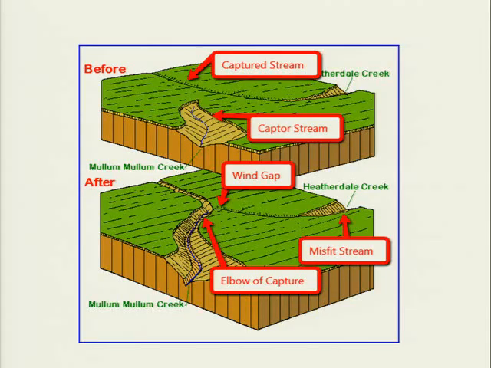So, identify the features. The wind gap is the place where the water used to flow, right next to the elbow of capture. Do you see? It looks like the elbow of a person. The wind gap is the place right next to the elbow. In other words, the water used to flow there. And now do you see the misfit stream? You will see the water is now moving in another direction, meaning that there is less water than there was before in that captured stream. And that is called a misfit stream. So there is less water than there used to be.